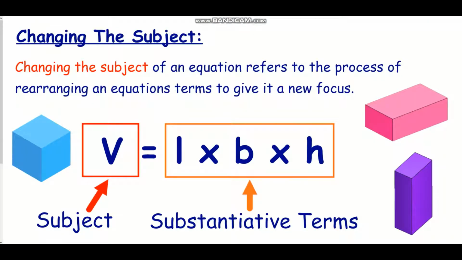Okay, so just to remind you from last time, changing the subject is the name that we use for rearranging an equation to change the focus of that equation. So in this case, we've got the volume of a cuboid formula here. The subject is V because that is the focus of this equation, and the substantive terms are the things that you need to know in order to calculate V. If we change the subject, we can change that equation to say L equals, B equals, or H equals, and have the other terms as substantive terms instead. That's what we do when we change the subject.